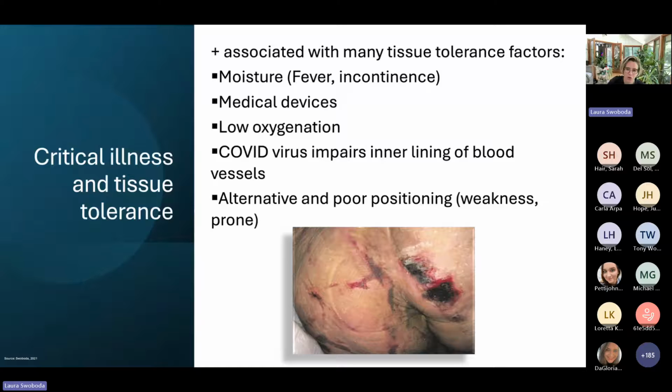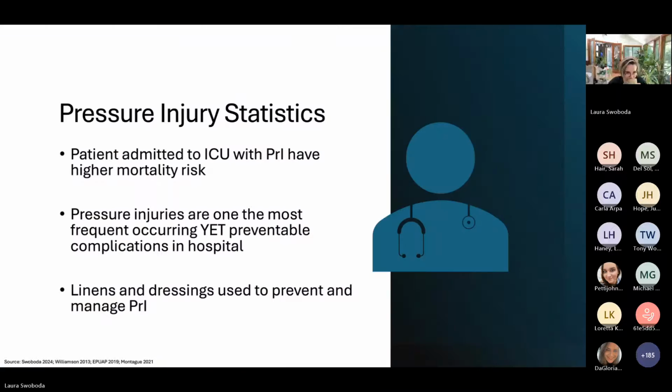In this case, we know it's primarily the COVID-19 just because we see it not on the tissue prominences, that type of thing. It's important to differentiate when we're tracking, because it is a nursing care quality indicator to distinguish between them. Looking at our pressure injury statistics, patients admitted to the ICU with pressure injury have a higher mortality risk. Pressure injuries are one of the most frequent occurring yet preventable complications in the hospital. So it's something we can do something about, right?